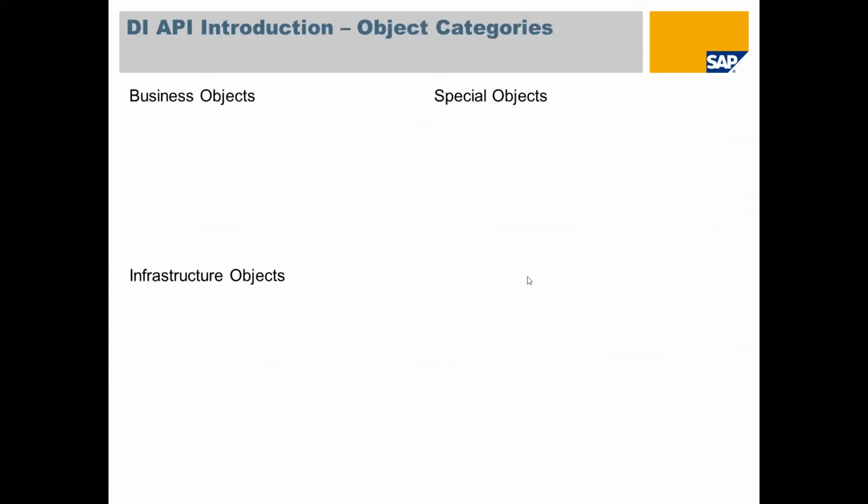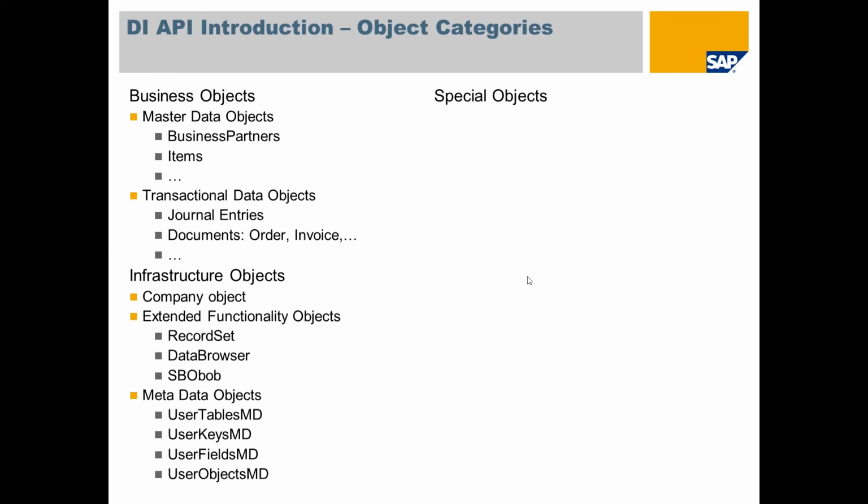So let's talk about the three categories, or basic groups, of the API. So here are the object categories. First is the business object. Under business objects, you can see the master data objects. Under master data objects, there are business partners, items, warehouses, chart of accounts. And also under business objects, you can see the transactional data objects. Transactional data objects include the journal entries, documents such as sales order, sales invoice, purchase order, purchase invoice, and the likes.